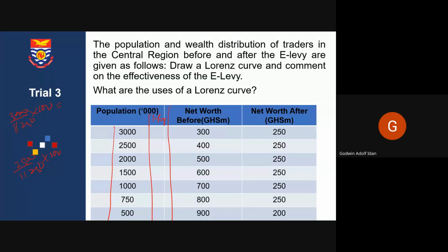So let's work out the various percentages. We now want to convert the various populations into percentages. And for us to be able to do that, we have to express each population as a percentage of the total times 100. So for the first one, we will have the 3,000 divided by the total, which is the 11,250 times 100.